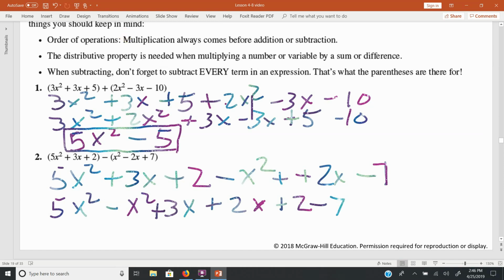If I have 5x squareds, I take away 1. I just have 4x squareds. If I have 3 x's and I add 2 x's, I'll have a total of 5 x's. And then if I have 2 minus 7, I actually end up taking away 5. Add 2, take away 7, I've really taken away 5.